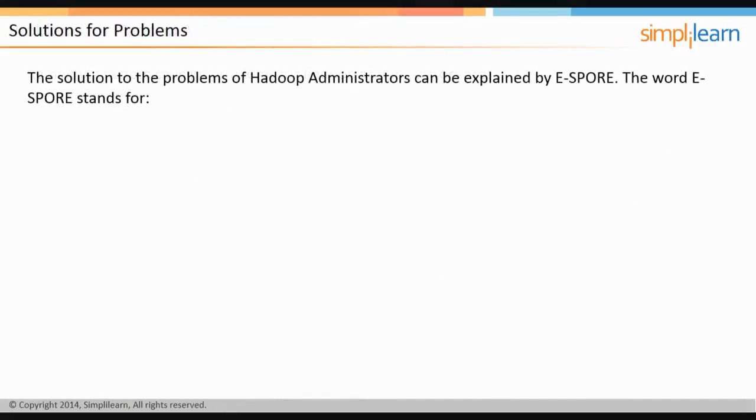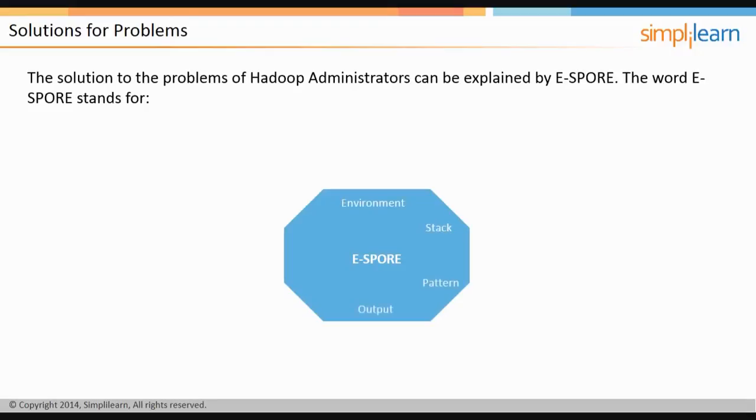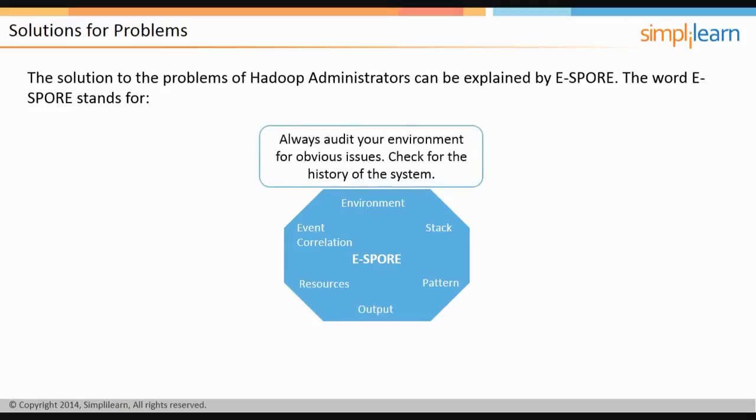The solution to the problems of Hadoop administrators can be explained by eSpore. The word eSpore stands for environment, stack, pattern, output, resources, and event correlation. Let us understand each of them one by one. Environment. Always audit your environment for obvious issues. Check for the history of the system.